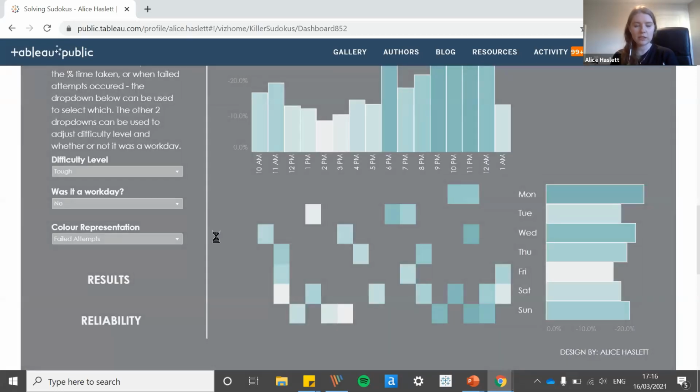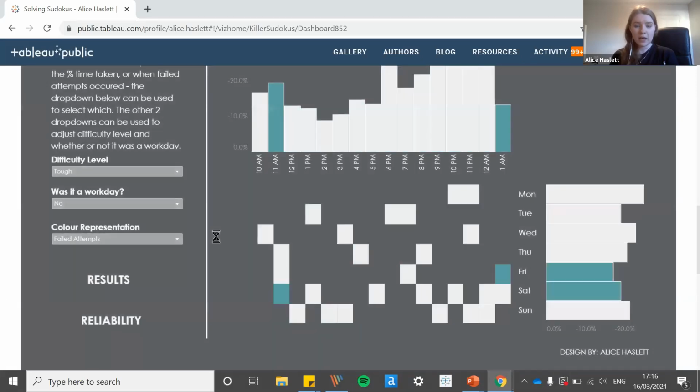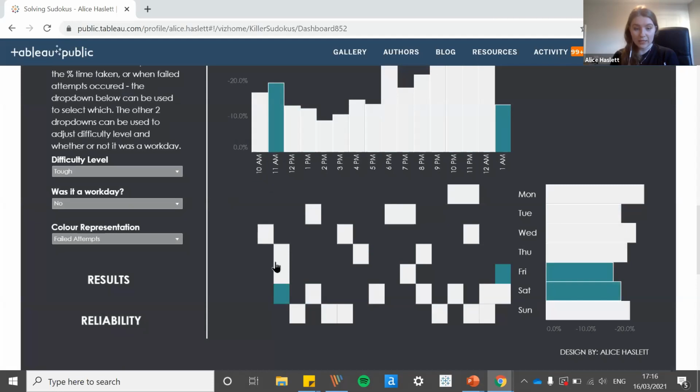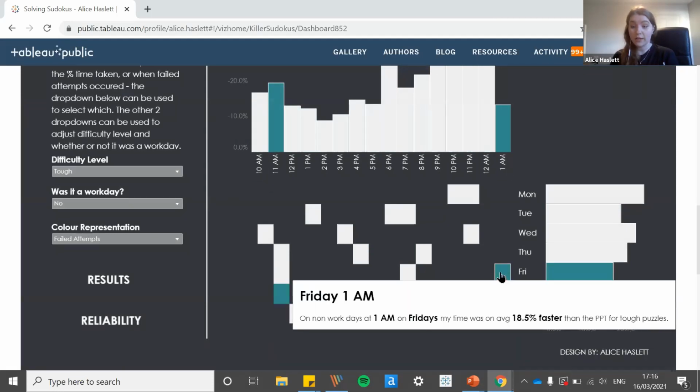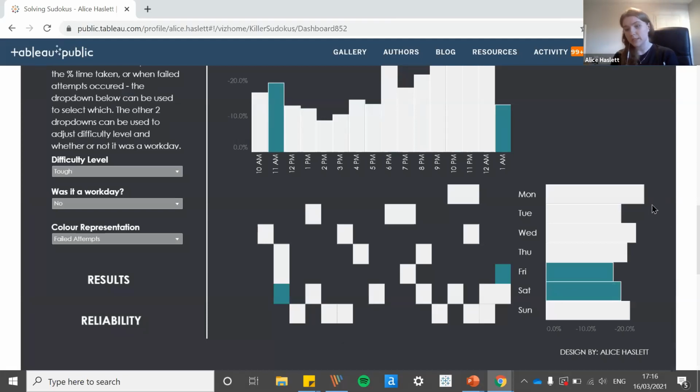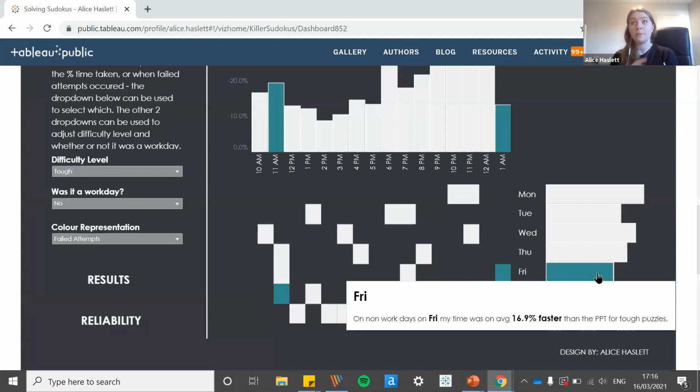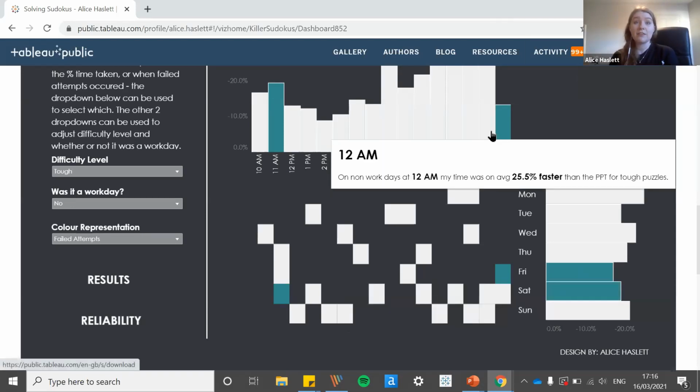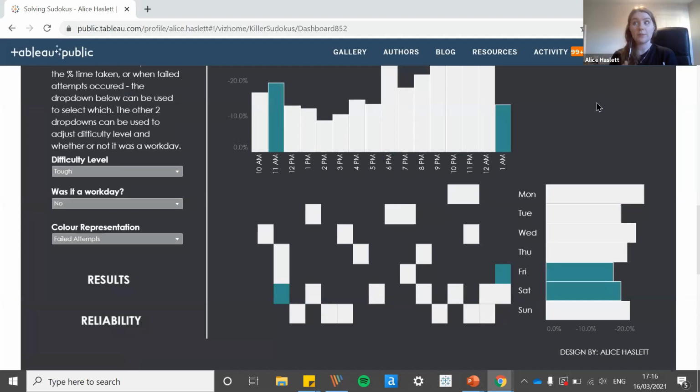So now, once it loads, I can see that I had a failed attempt at 11 AM on Saturday, and I also had a failed attempt at 1 AM on a Friday. And we can see, because the bars are still showing us the percentage of time, the percentage of their time. So on a Friday, that was when I was the slowest. And something that I could take from this is it could be that I'm worse at them after I've had a long week at work.